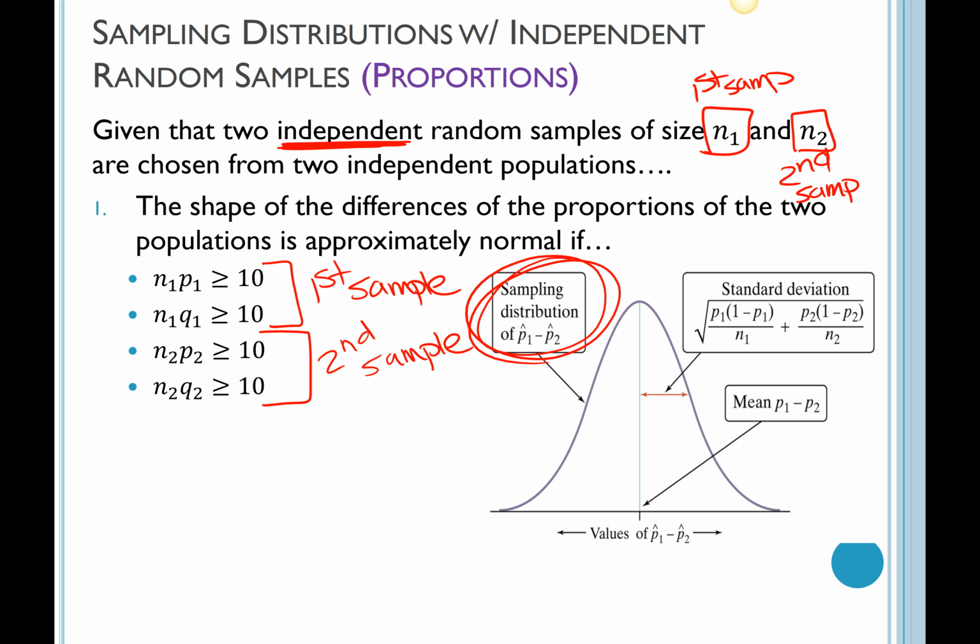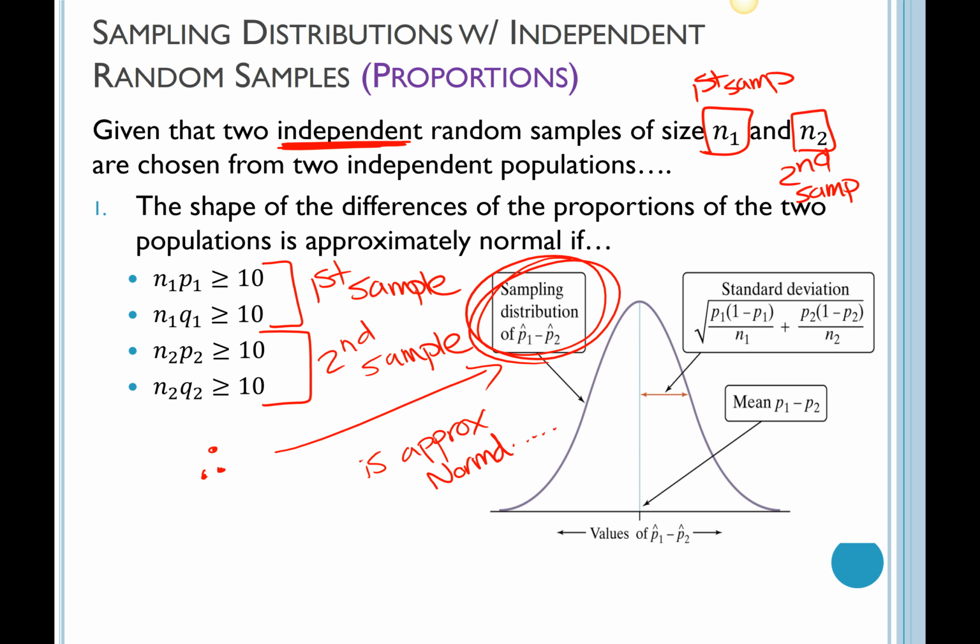So making sure that you have that within your statement there. So it needs to be something like, therefore, the sampling distribution of p hat 1 minus p hat 2 is approximately normal. All right, and you guys know that statement very well. You can just keep on going there with that.